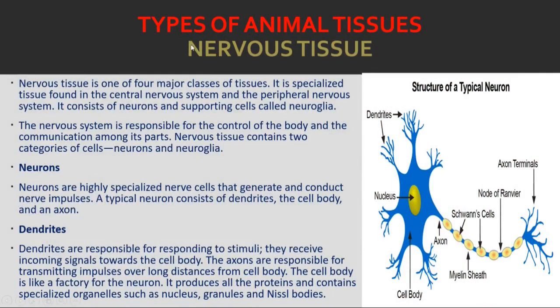So let's move to the next type of animal tissue. This is the last type of animal tissue and the last part of the chapter, which is the nervous tissue. Now what is nervous tissue? What is the function of nervous tissue? Why is there a need for nerves in our body? What is the function and need of the nerve in our body?